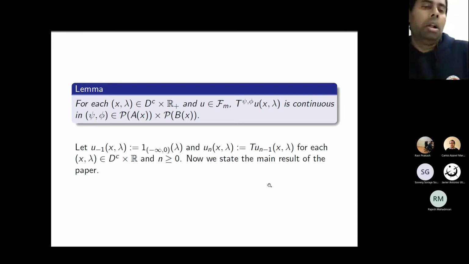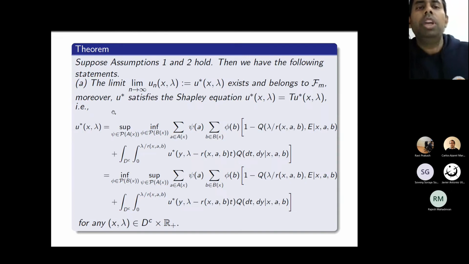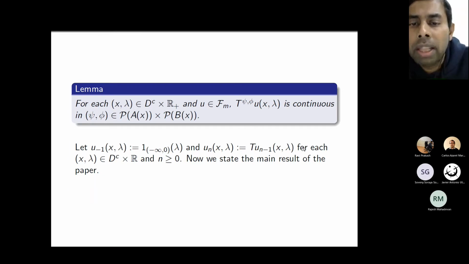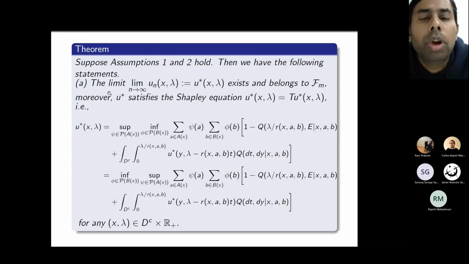Now then again, there is one lemma which basically says that this T is a continuous function in psi phi. But now finally, for the main theorem, we need these definitions. We define U minus 1 to be like this and U N to be equal to T of this. Remember, T is the operator which we defined previously. Now we get our main result. So we have the following. If you define this limit, n going to infinity, U N, where U N is given by this quantity, you initialize this way and then you define your U N successively using this operator T. Now, if you look at this limit, first of all, this says that this limit exists and it belongs to this set, and U star satisfies this Shapley equation.